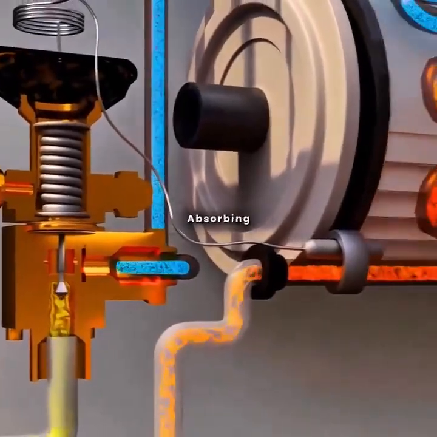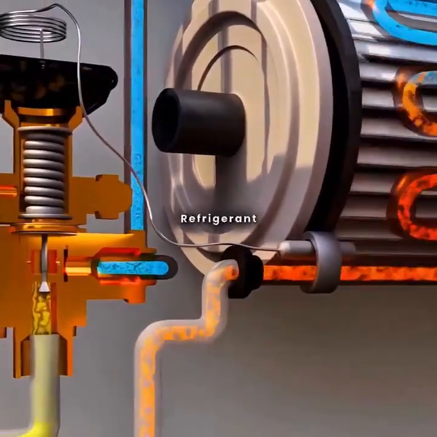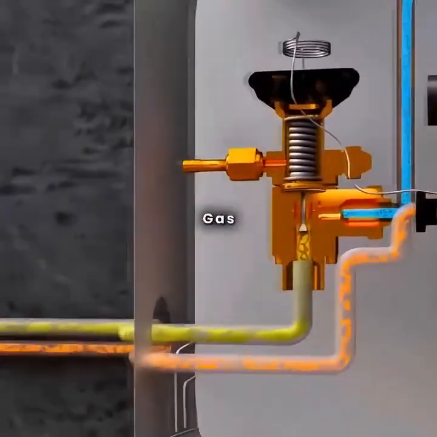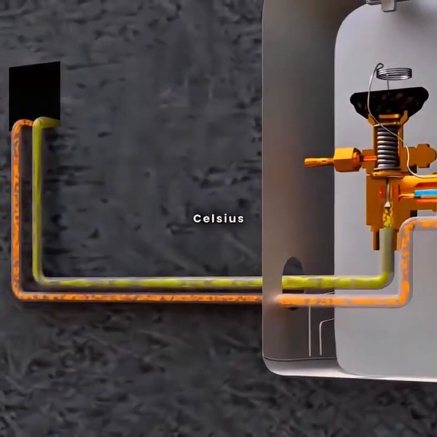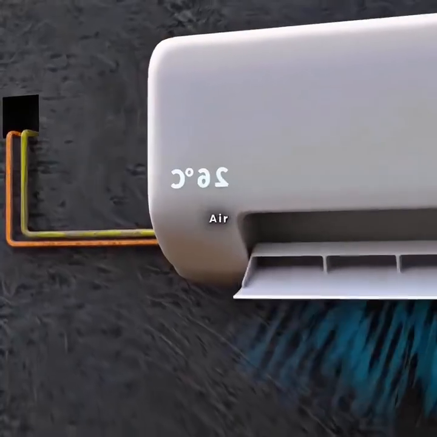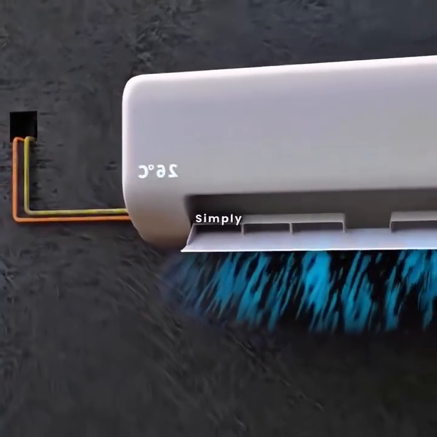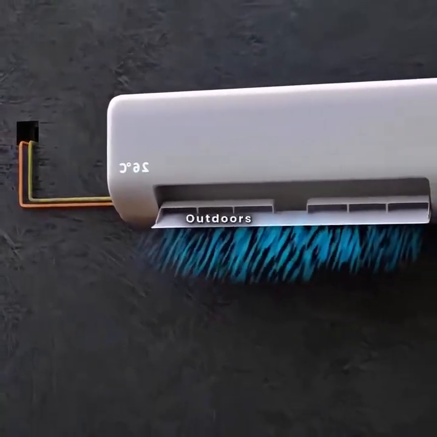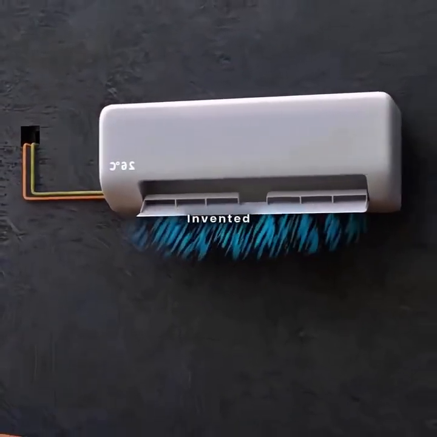Finally, after absorbing heat from the room, the refrigerant returns to the compressor as a gas at around 30 degrees Celsius, where the cycle begins again. Throughout this entire process, the air conditioner never creates cold. It simply transfers heat from inside the room to the outdoors. Congratulations, you've just invented the air conditioner.